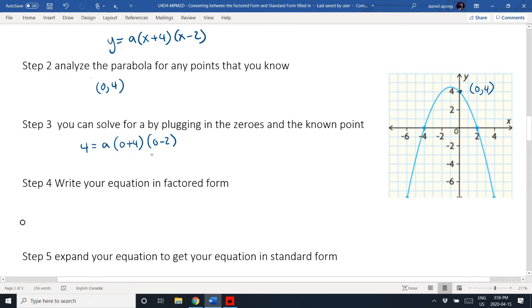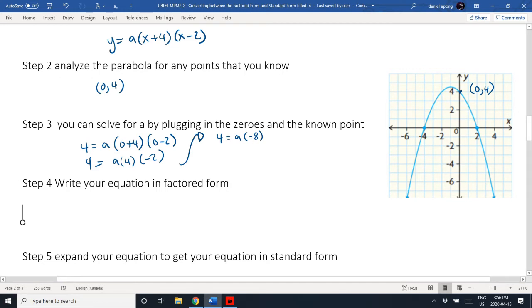So we're going to simplify what's in the brackets. So 0 plus 4, that's 4. 0 minus 2, that's negative 2. We have an a, and then we have our 4 up front. Then we can multiply on this side the 4 and the negative 2. So I'm just going to bring that up here. So 4 is equal to a bracket. 4 times negative 2 is negative 8.